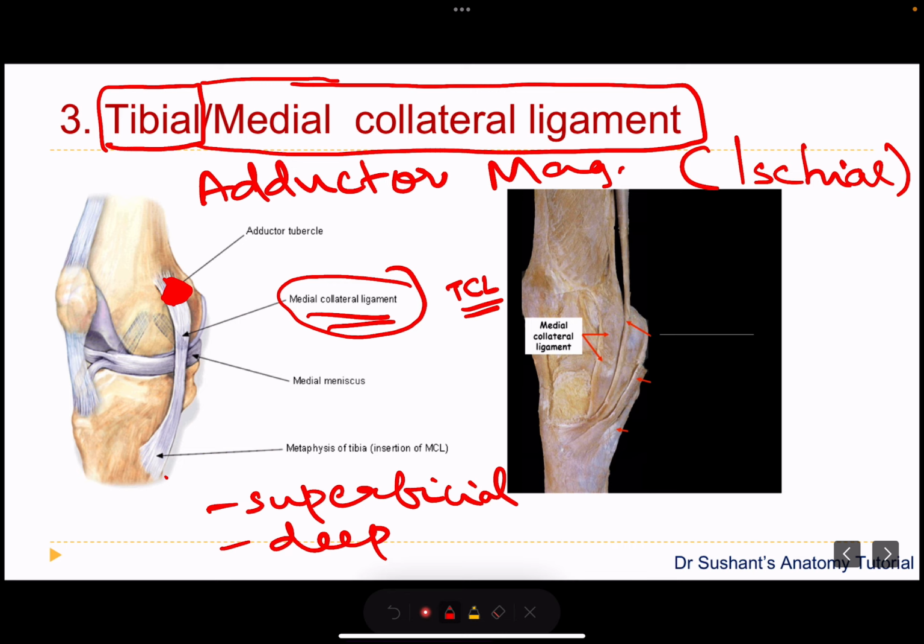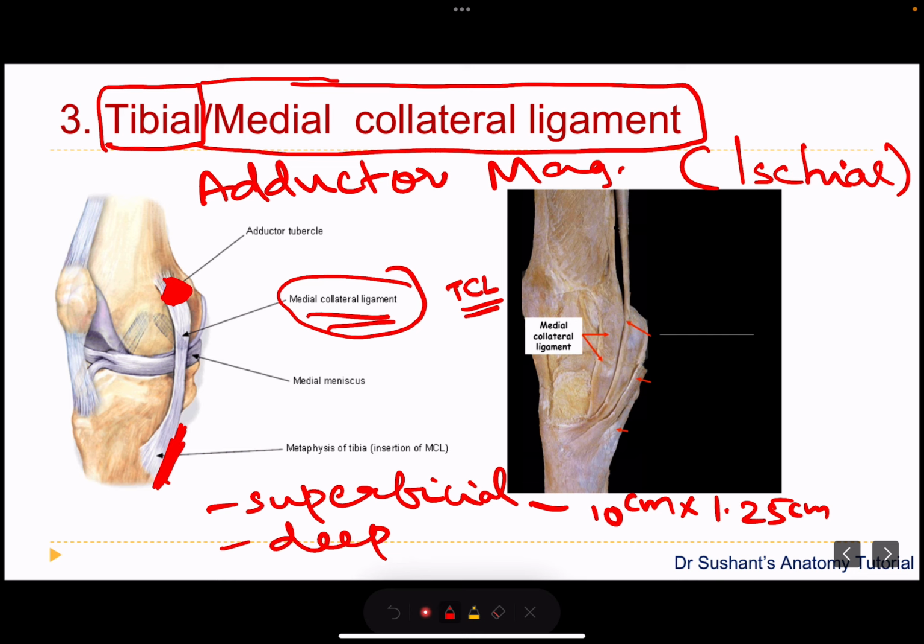Below, the superficial part is about 10 centimeters long and 1.25 centimeters broad. Above, the superficial part is attached to the medial epicondyle. Below, the superficial part of the tibial collateral ligament is attached to the upper part of the medial border of the shaft of the tibia.